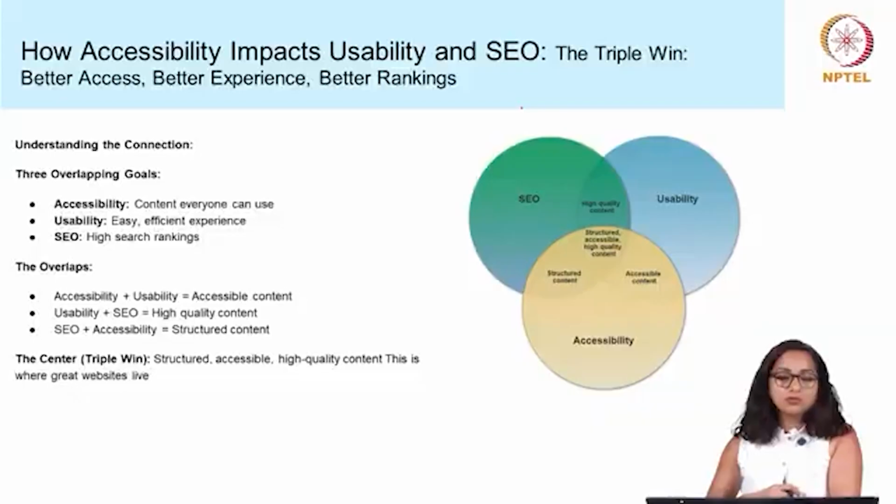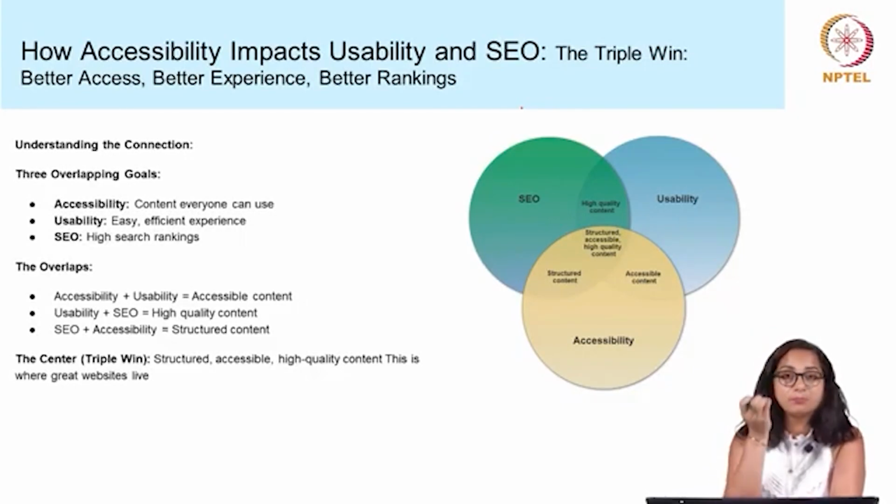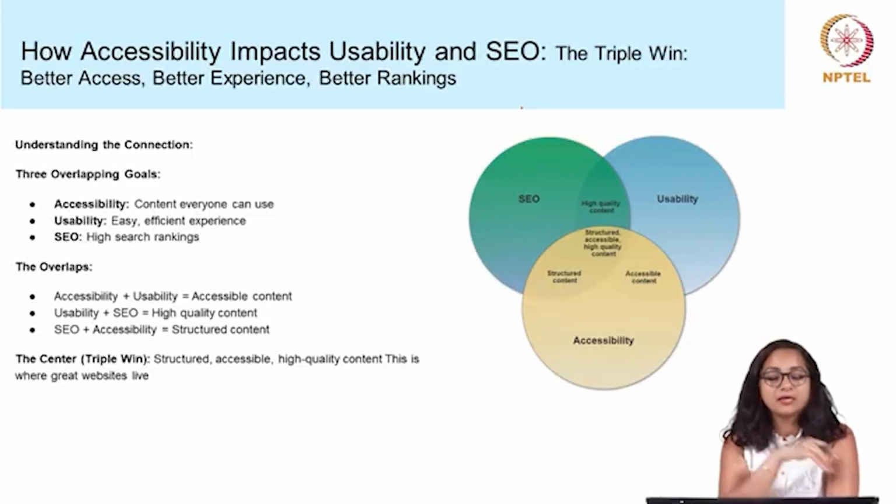Those of you who don't know the meaning of SEO, it is search engine optimization, which is a very important part of large scale dissemination and marketing, making sure that your product, if it's a web based product, or information about your product reaches a large number of audience. So, how does accessibility impact usability and SEO? It's a triple win. It provides better access, it provides better experience, and it does provide better ranking as well in terms of SEO algorithms.